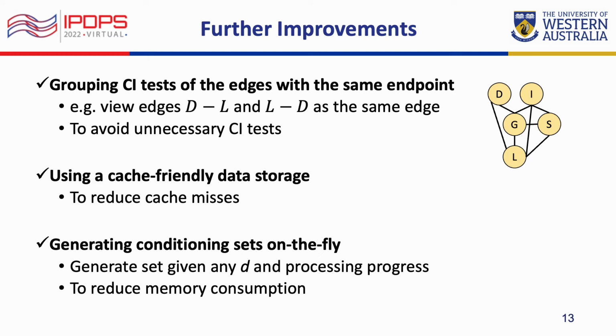The second optimization is to use a cache-friendly data storage for storing the dataset to reduce cache misses. And the third optimization is performed when generating conditioning sets for the CI tests. We design a combination function which can generate the conditioning set given any depth D and the processing progress that can be obtained from the work pool. Therefore, we don't need to generate all the CI tests of an edge and can save memory to store the indexes of the conditioning set.